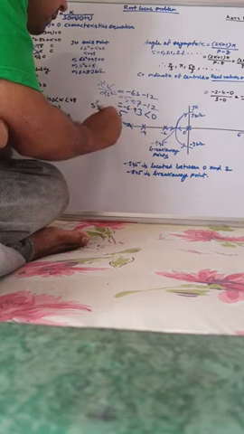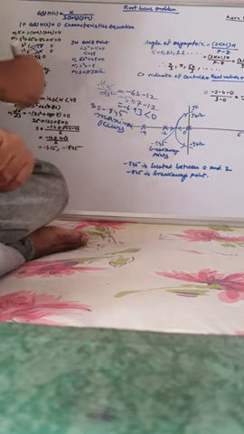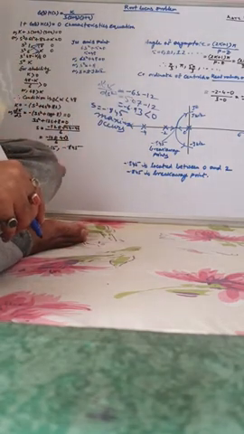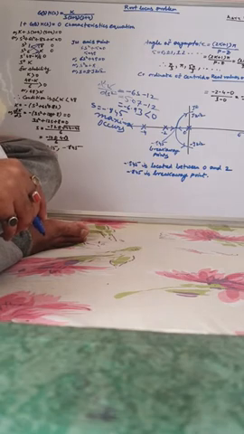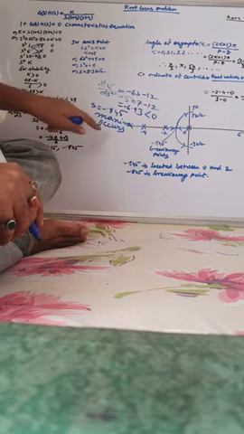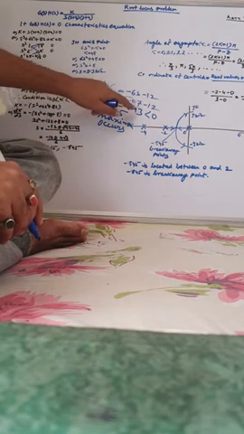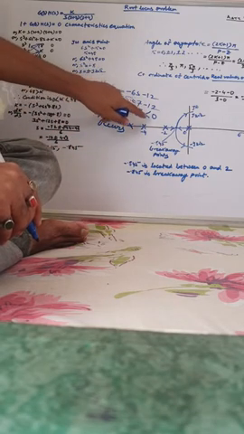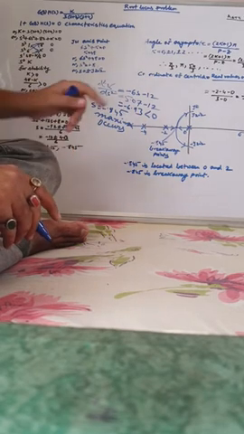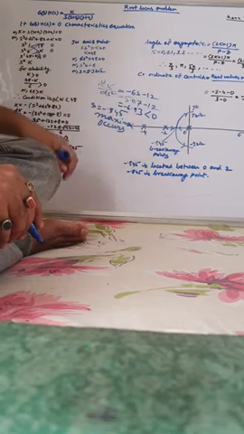Maxima occurs at s equal to minus 0.845. At this point maximum occurs because del 2k del s square is less than 0.